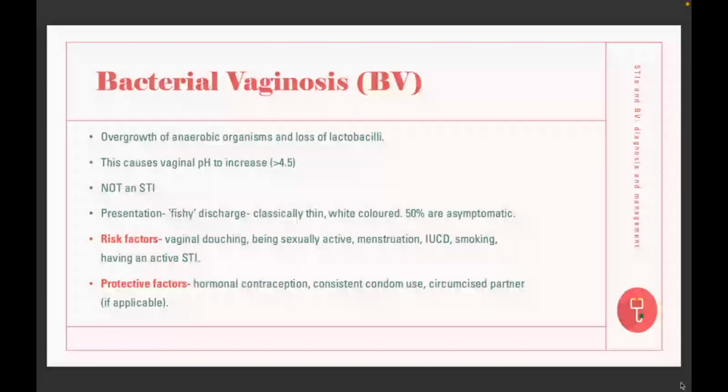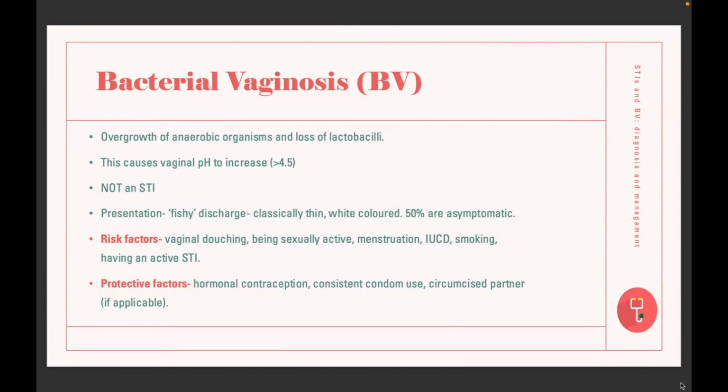So, bacterial vaginosis is an overgrowth of anaerobic organisms and a loss of lactobacilli. Lactobacilli are present in normal vaginal flora. Losing them and having an overgrowth of these anaerobic organisms can cause your pH to increase. Really important to note that this is not an STI. It's in this session because it fit best with the group of other conditions, but this is not a sexually transmitted infection.